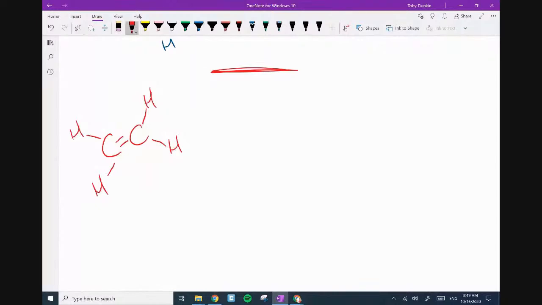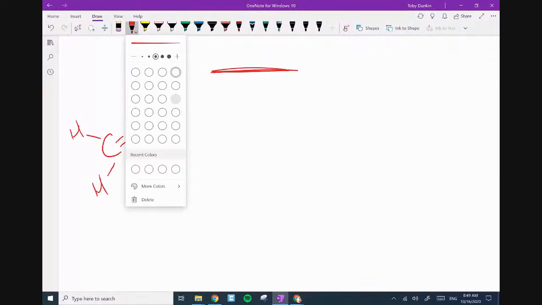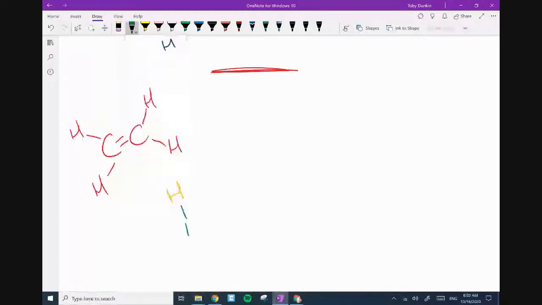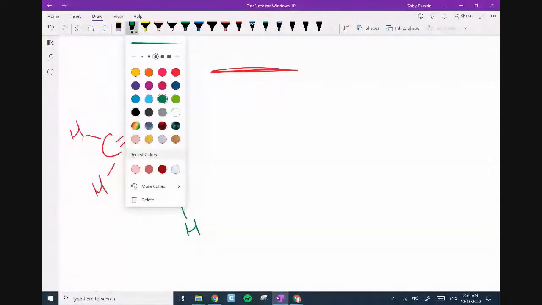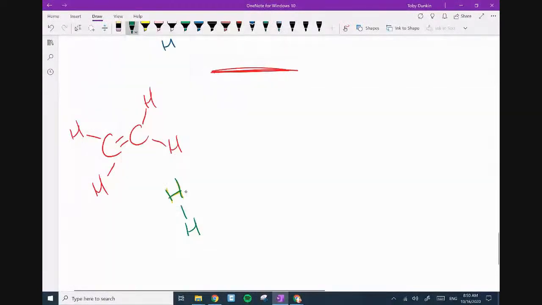I'm just going to show you hydrogen gas in a different color. So we've got hydrogen gas, and if I do hydrogenation, I'm going to form this molecule.